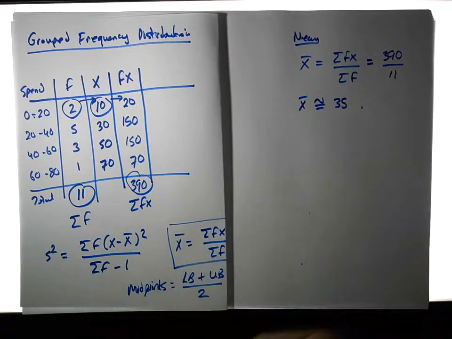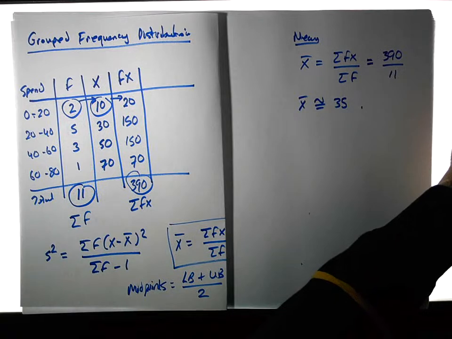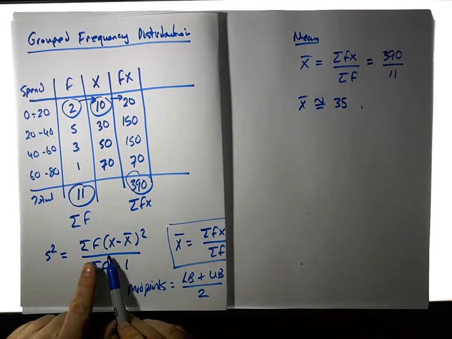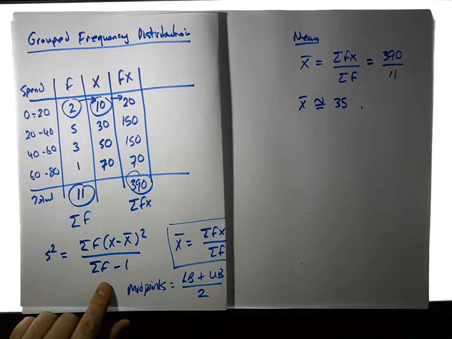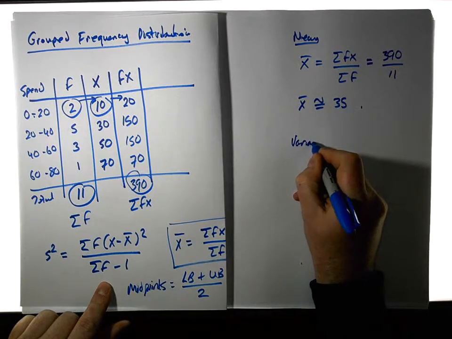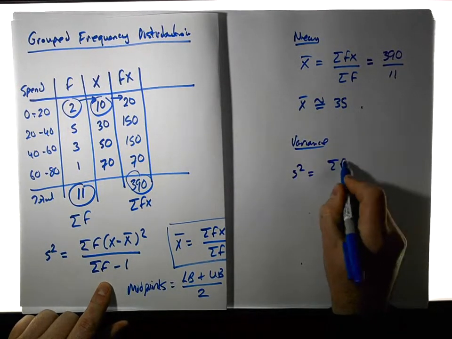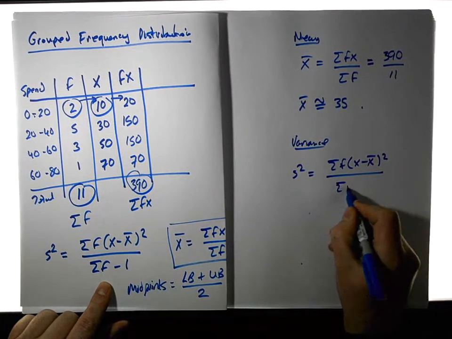Now that we have our X bar, we can proceed now to calculate our variance. Keep in mind, the variance S squared is the sum of the F's times the X's minus the X bar squared all over the sum of the F's minus 1.